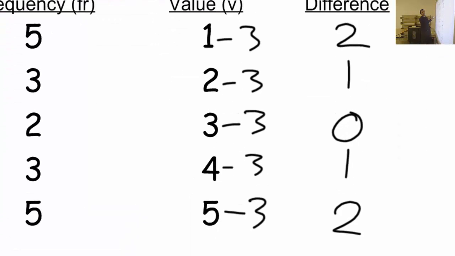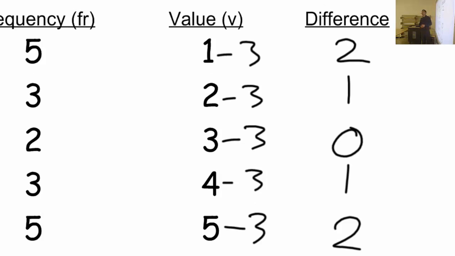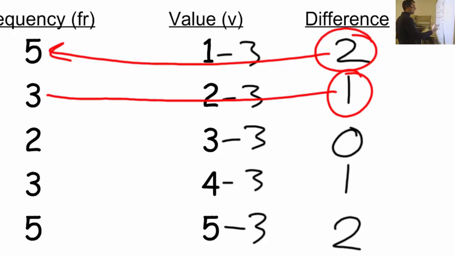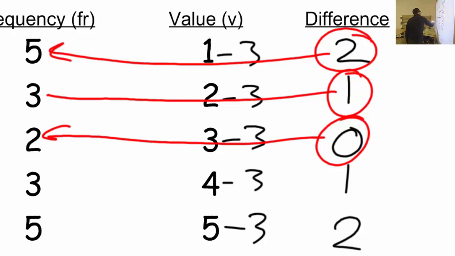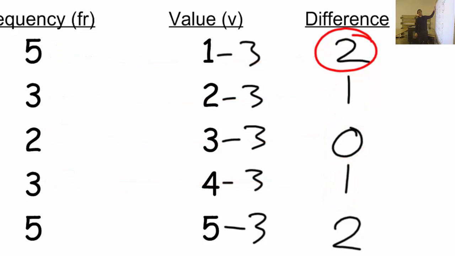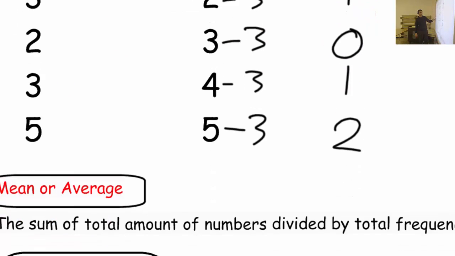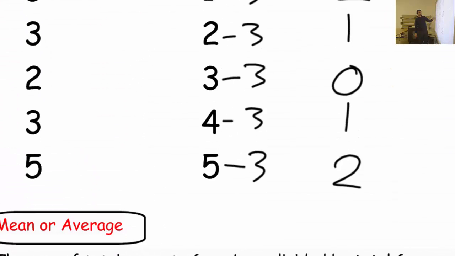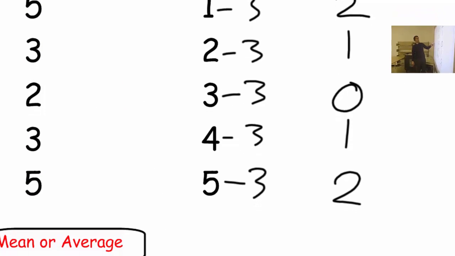when you find out the differences, yes, we need to add them, but you have to remember we have 5 twos, we have 3 ones, we have 2 of the zeros, we have 3 of the ones. So we have to do the multiplication here. Let's go ahead and do that. Now we are going to calculate the mean.